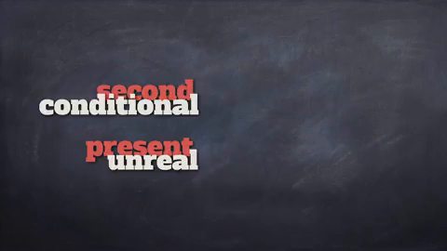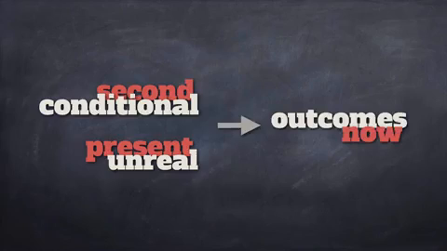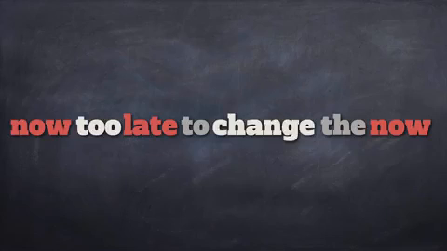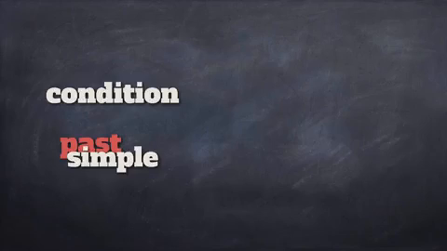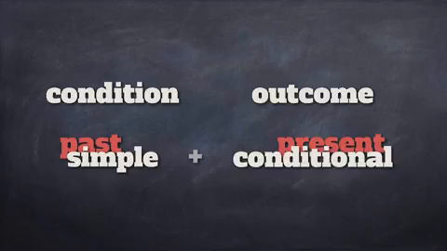If real conditionals express conditions that can be met, unreal conditionals do the opposite. Second conditionals, or present unreal conditionals as they were called in the past, express a condition whose outcomes would have been verified in the present moment. Clearly, now is already too late to make that change. We formulate them by expressing the condition in the past simple and the outcome in the conditional present.